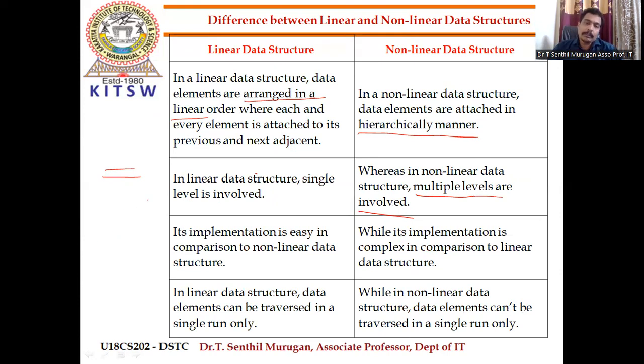Implementation also: when we compare with non-linear, linear is very easy. But when we implement a non-linear data structure, it is a little complex compared with linear data structures. Okay, and then if you want to perform a traversal operation, what is traversal? Traversal means we have to visit all the nodes at least once. If 5 nodes are there, each of the 5 nodes will be accessed at least once. So that is very easy. But in a multi-directional non-linear method, it is very difficult.